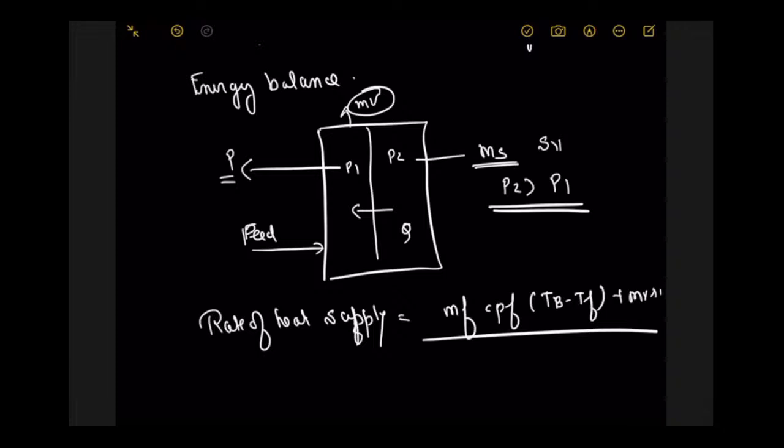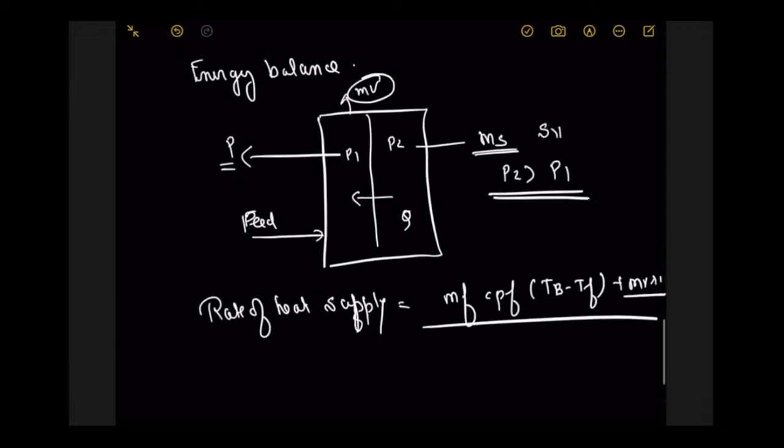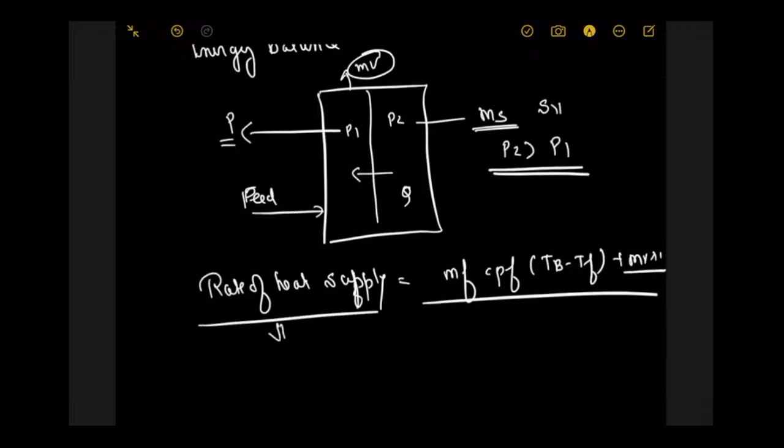So m Cp delta T, what is this? This is the heat which is given to the solid material. How much heat that solid material will consume, plus mv into lambda 1. What is mv? mv is how many vapors are generated. So that is the total amount of heat on the process side. This is the total amount of heat on the process side. Okay, so you can write this.